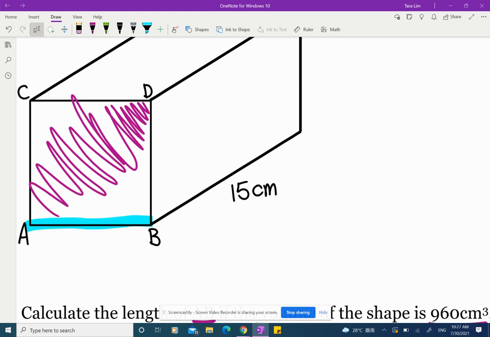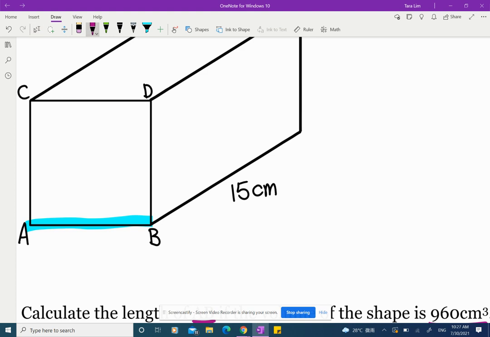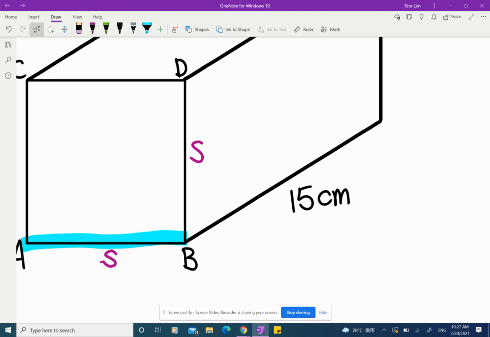Okay, so let me just label these. So the sides, I'll just label this side here and here S. Do you know why both of them are S? Because it is a square, and as we all know, a square has four same sides. So the labels are the same.